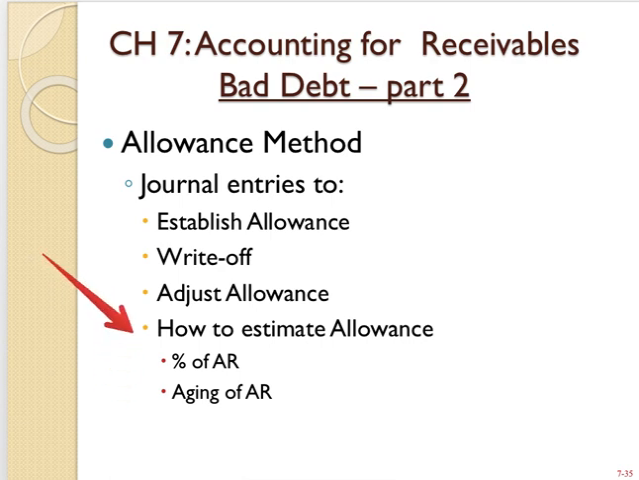In part 3, I'm going to talk about how we actually come up with the estimate for the allowance, because that's what the allowance is. It's an estimate of your bad debt. So in this video, we're not going to talk about how we come up with that estimate, but that will be in part 3.